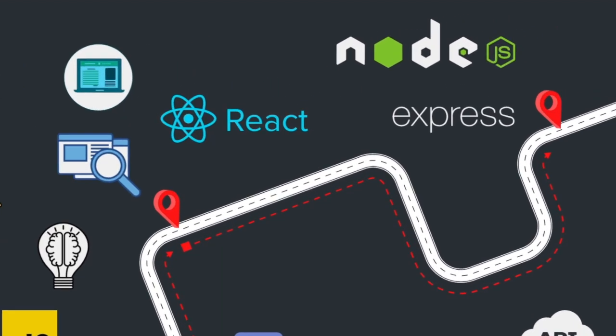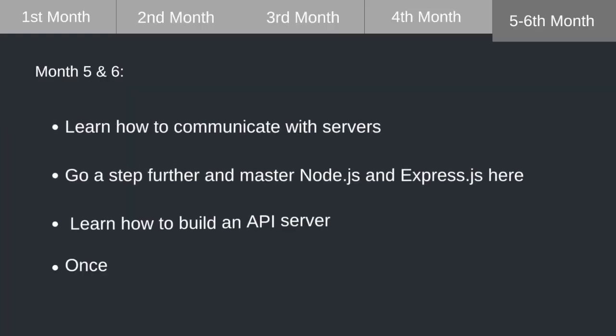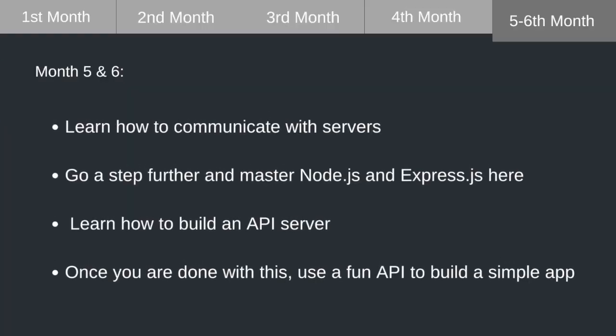In the fifth and sixth month, you should concentrate on servers, databases, and building your portfolio. After all, this is all about how to communicate with servers. Go a step further and master Node.js and Express.js here. Learn how to build an API server.